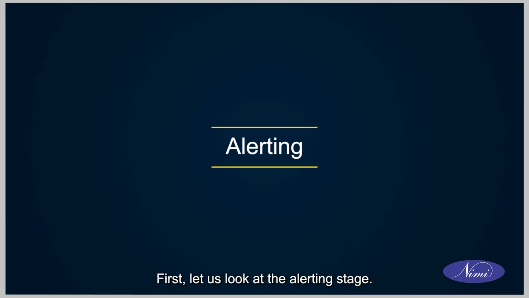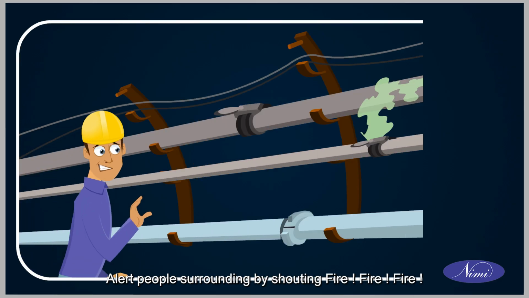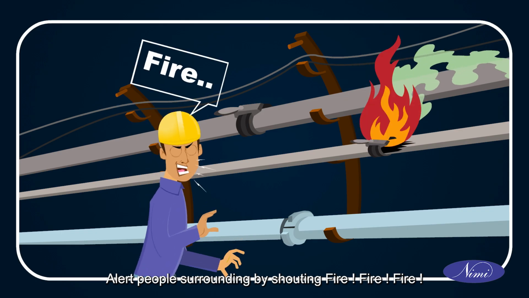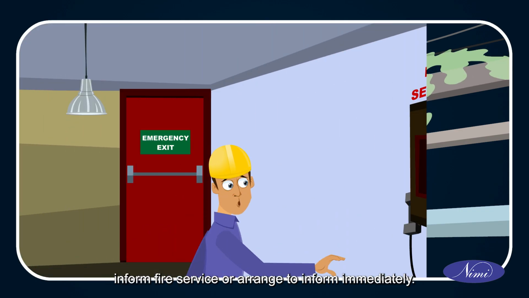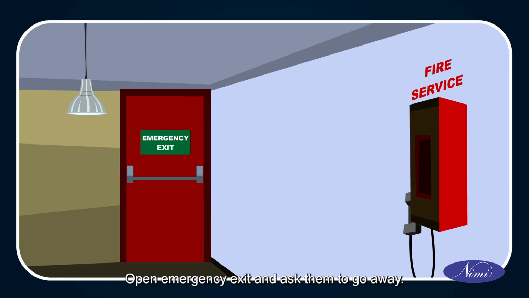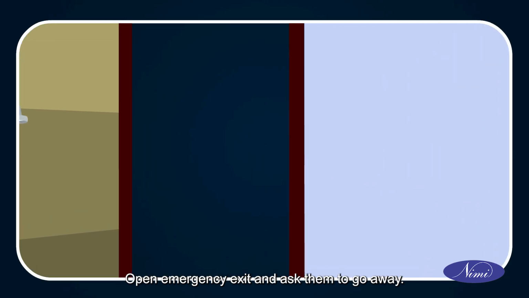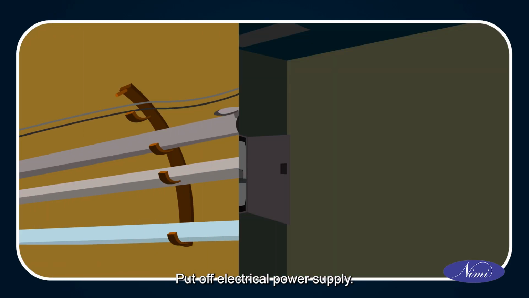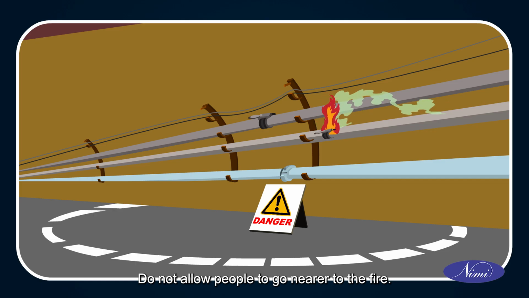First, let us look at the alerting stage. Alert people surrounding by shouting "Fire! Fire! Fire!" when observing the fire. Inform fire service or arrange to inform immediately. Open emergency exit and ask them to go away. Put off electrical power supply. Do not allow people to go nearer to the fire.